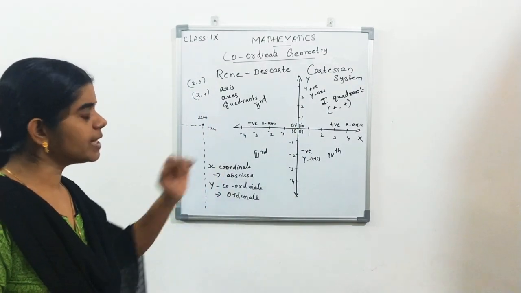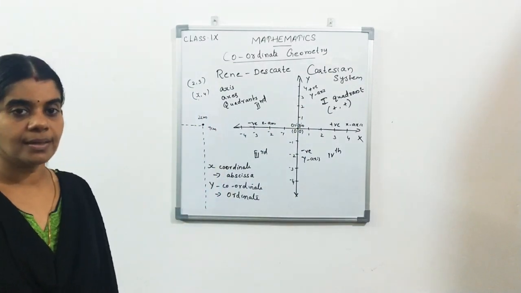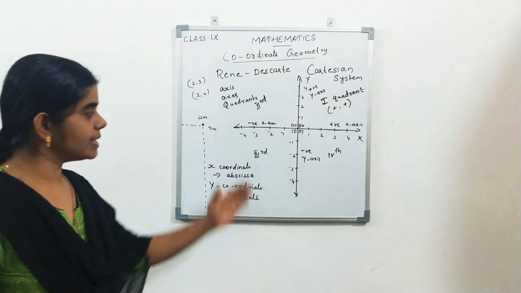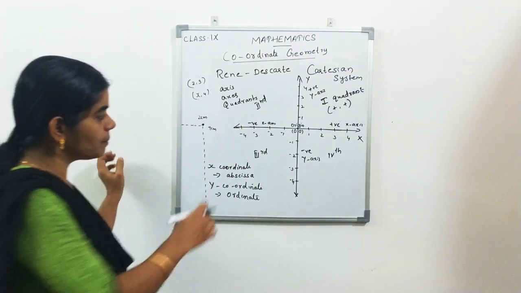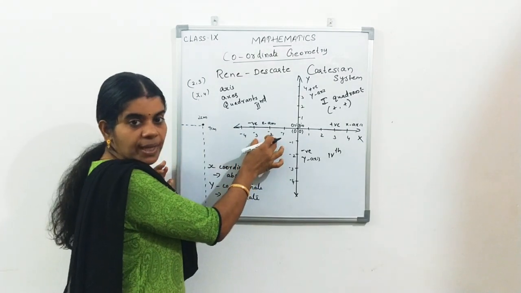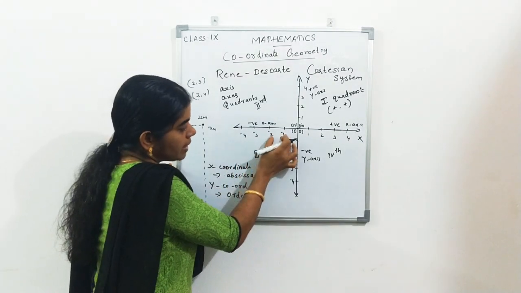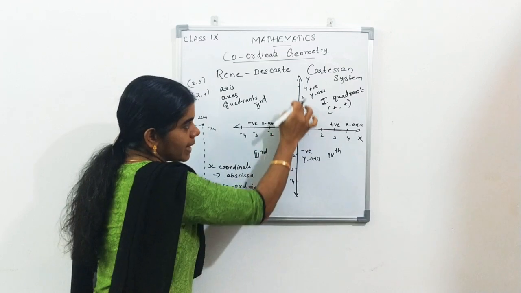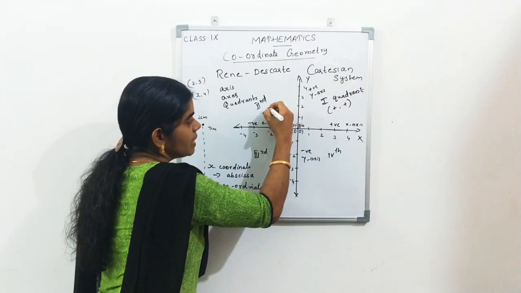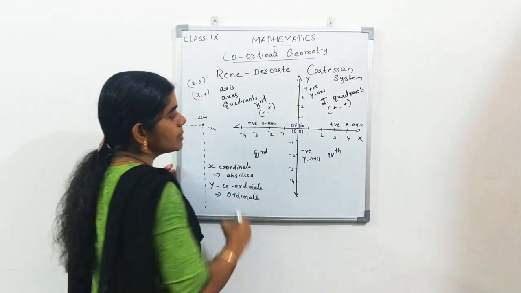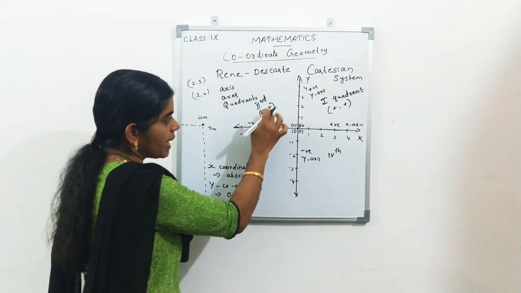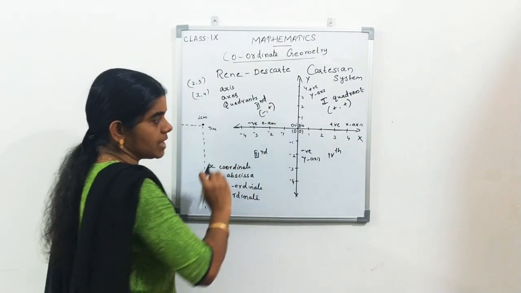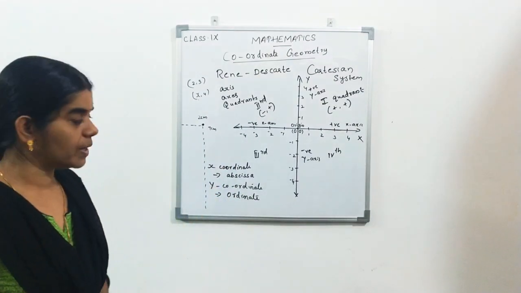Then just think, what will be the sign of the coordinates in the second quadrant? Just look here. First, we always write the x coordinate first. Here x will be negative. Y here will be positive. Negative and positive. The x coordinate will be negative and the y coordinate will be positive in the second quadrant.